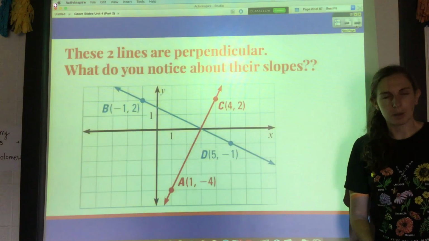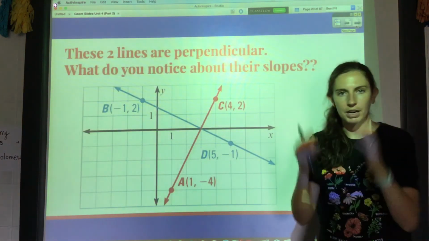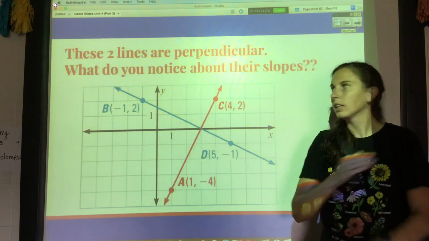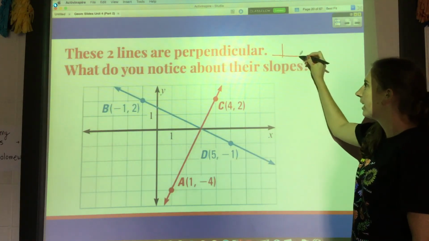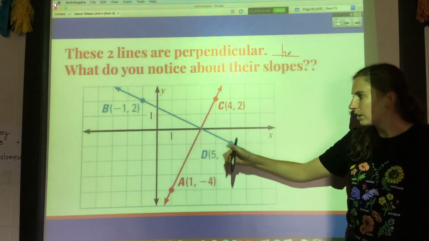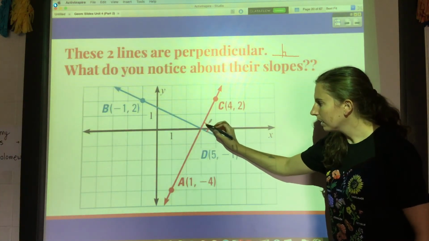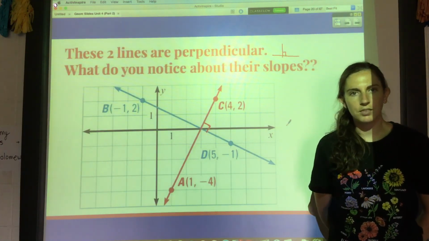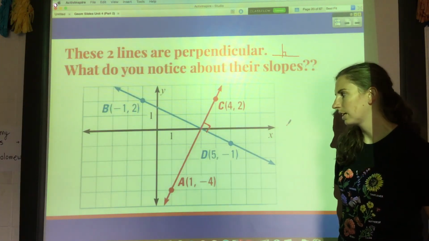All right, now let's talk about perpendicular lines. So we've got parallel. What about perpendicular? Remember, perpendicular means they form a 90-degree angle with each other. So I'm going to go ahead and tell you these two lines are perpendicular. What do you notice about their slopes? Go ahead and pause the video and try to find their slopes and see what you notice.